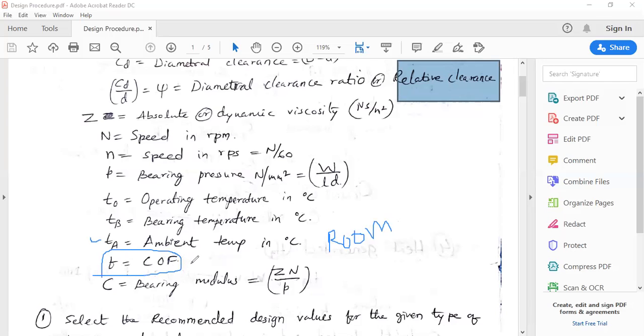If it is a lightly loaded bearing, then we have to use Petrov's equation. If it is not lightly loaded, that is heavily loaded, then in that case we have to go for McKee's coefficient of friction equation. And the bearing modulus is given by capital Z, that is absolute viscosity, multiplied by n, the rpm, divided by pressure p. So these are some of the important notations.